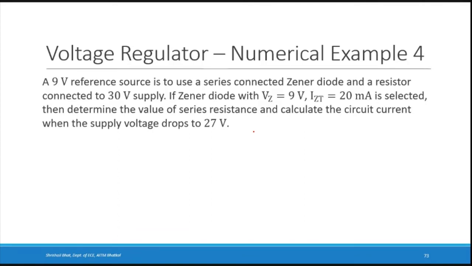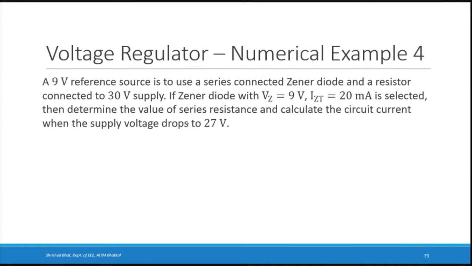Here you are asked, it is given that a 9-volt reference source is to use a series connected Zener diode and a resistor connected to a 30 volt supply. Okay, if a Zener diode with Vz equal to 9 volts and IZT equal to 20 milliamps, IZT is the test Zener current, is selected, then determine the value of series resistance and also calculate the circuit current when the supply voltage drops to 27 volts. Here there are two parts actually.